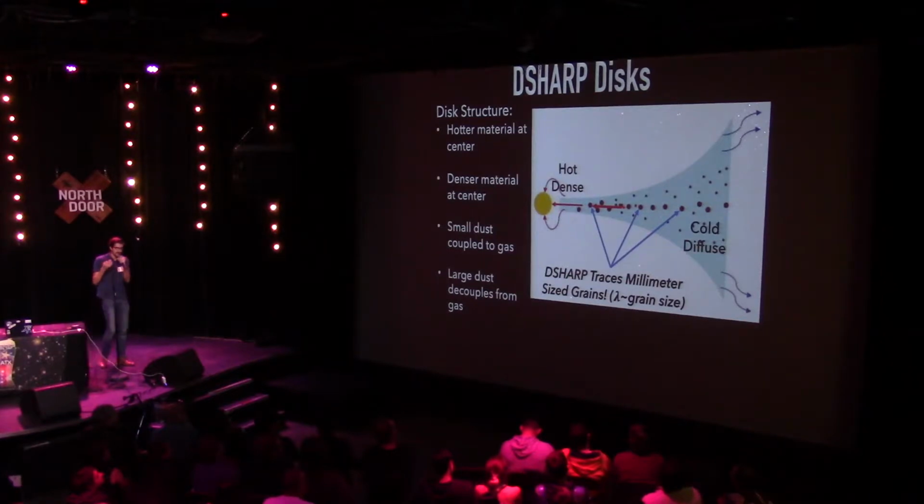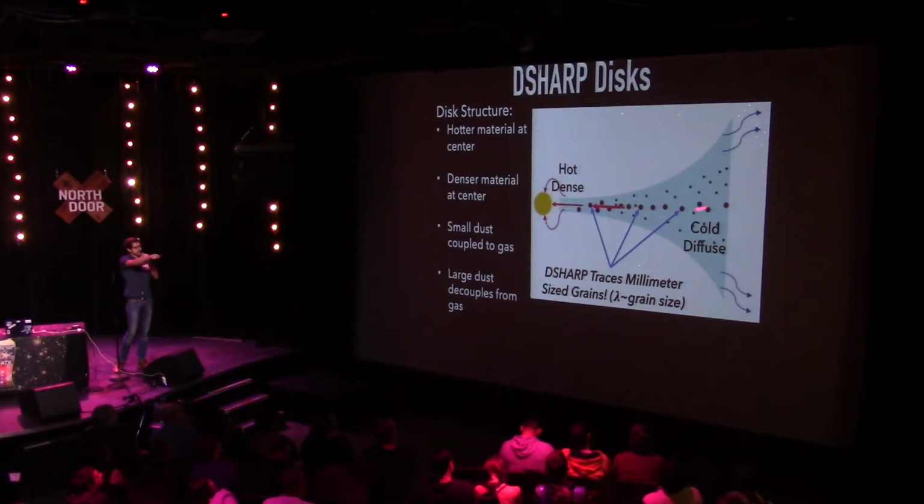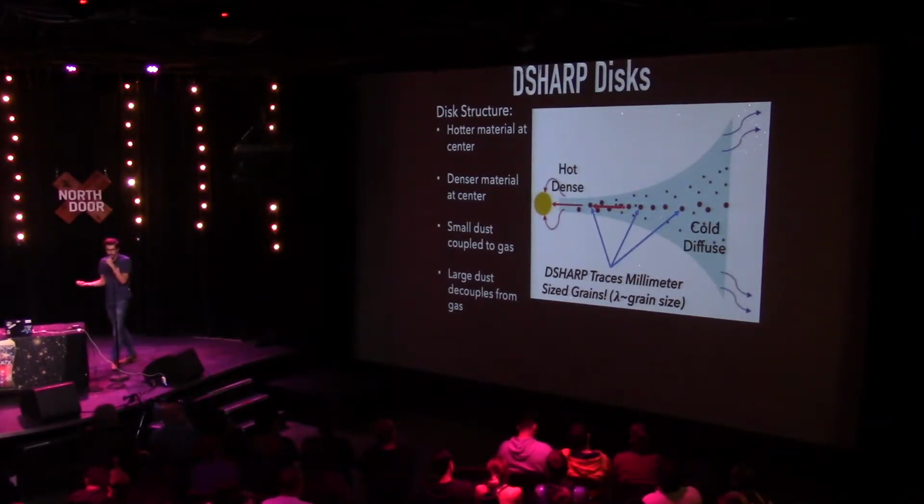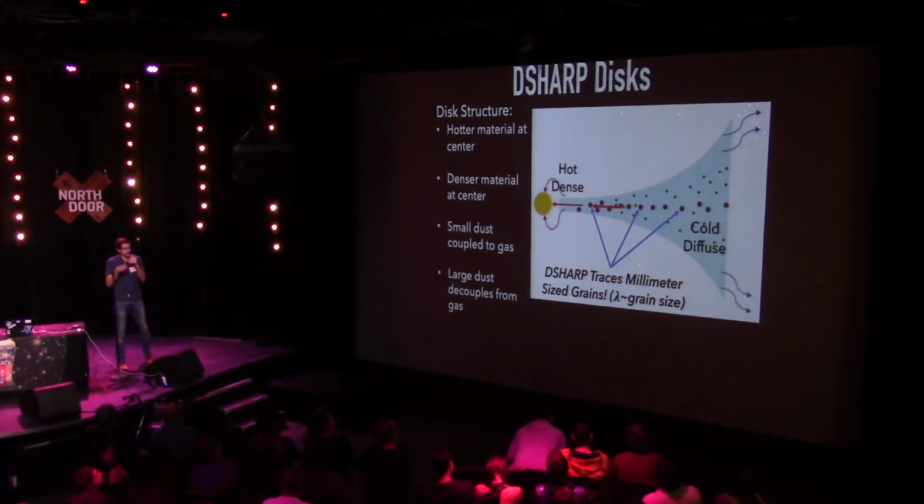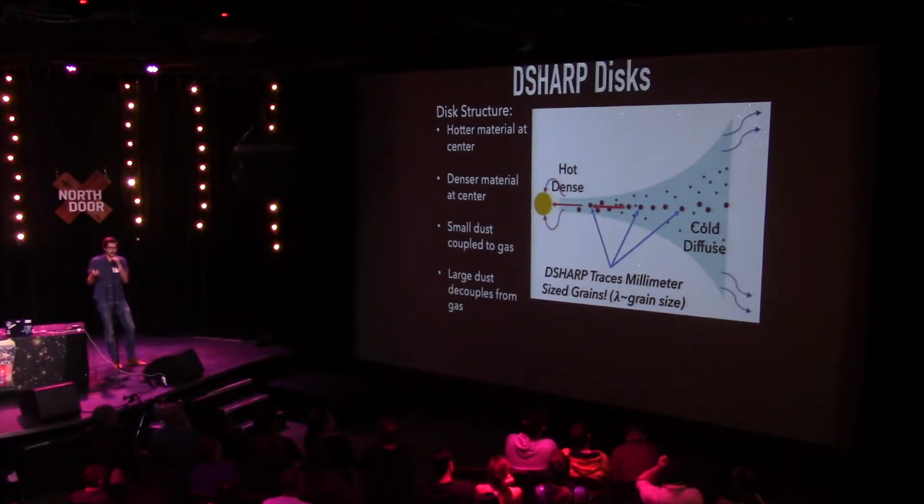So you have to exercise a little bit of caution when we try to interpret these structures, because they are really just structures that exist in these millimeter-sized grains, these larger grains that live here. So if we see a ring or a gap, that is really just a ring or a gap in these particles and not the gas. So understanding how these things are interrelated kind of requires us to understand how the gas and the dust interact.